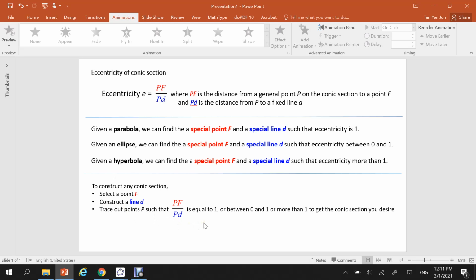So for example, if you want a parabola, then you set that ratio to be equal to 1. If you want an ellipse, then you set that ratio to be between 0 and 1. If you want a hyperbola, then set the ratio to be more than 1. And that will give you the conic section you desire.